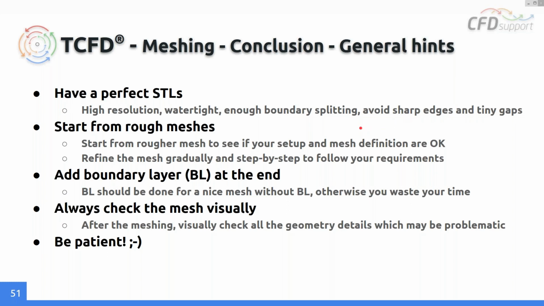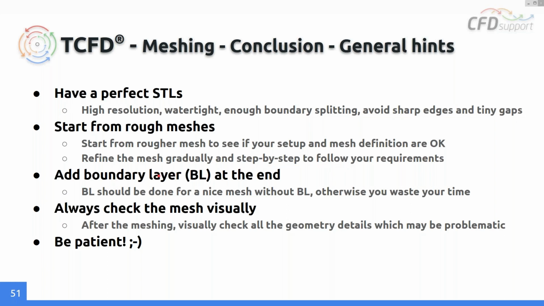When you start the meshing process, start from a rough mesh, because then you can see the result quickly and you see the basic mistakes. And if the rough mesh is okay, then it's a good time to refine the mesh at your desired places, or to remesh by decreasing the cell size, the background cell size, and so on. So always refine gradually and step by step to follow the requirements of your application.